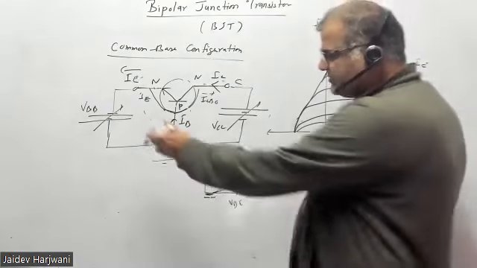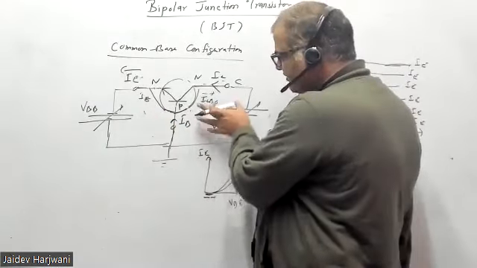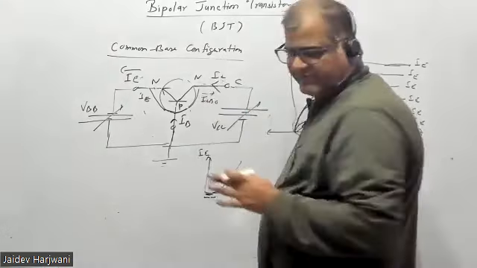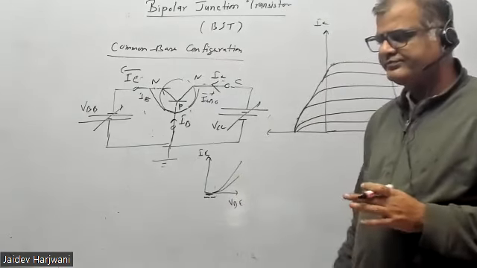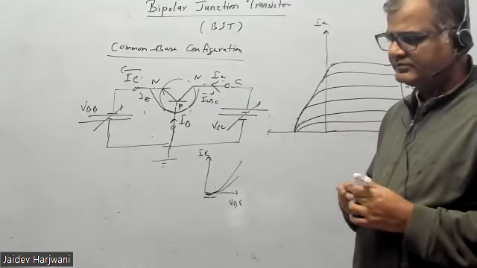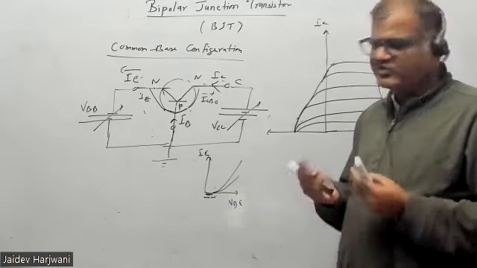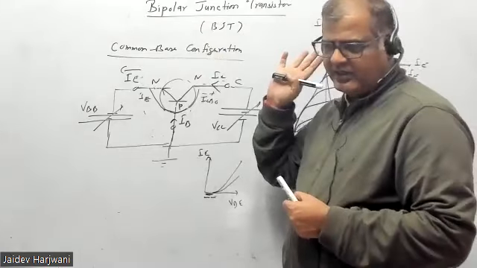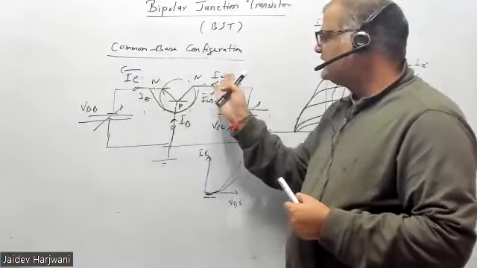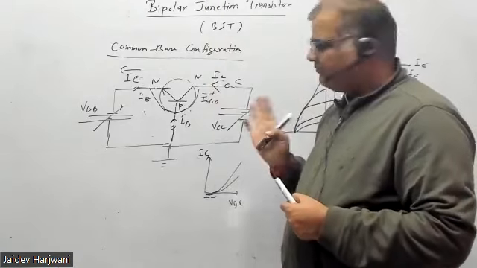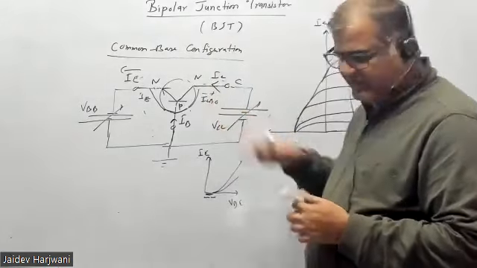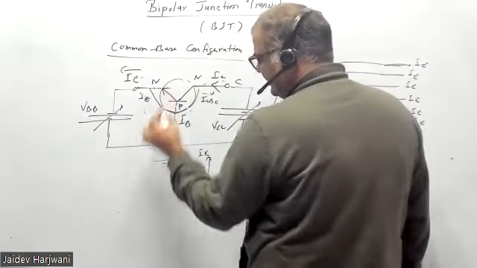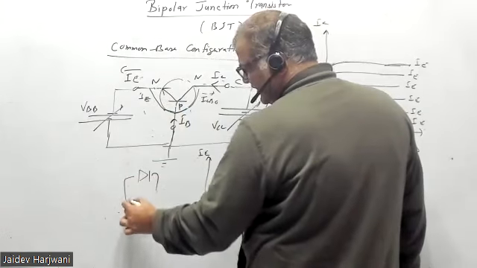So if this battery is not there, will some current flow here or not? In this circuit, will any current flow or not? ICBO. Very good. ICBO, the reverse saturation current, will flow. If IE is finished, IC is finished, because IC comes from IE only. But ICBO is coming as reverse saturation current. This circuit is still alive, right? Yes, sir.